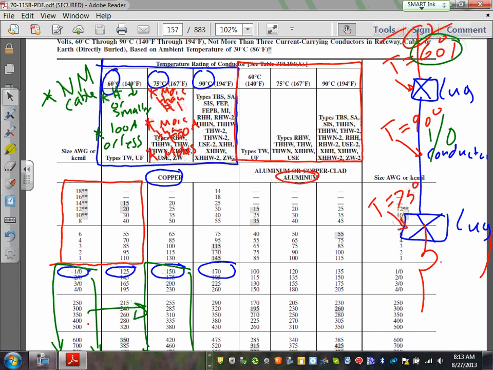Any comments, guys? Any questions about how to use this table? Now, when would we use the 90 degree column? We use the 90 degree only if you're derating. In the low voltage industry, 90 degree is only used for derating. Any comments, guys? Any questions about using it for derating?